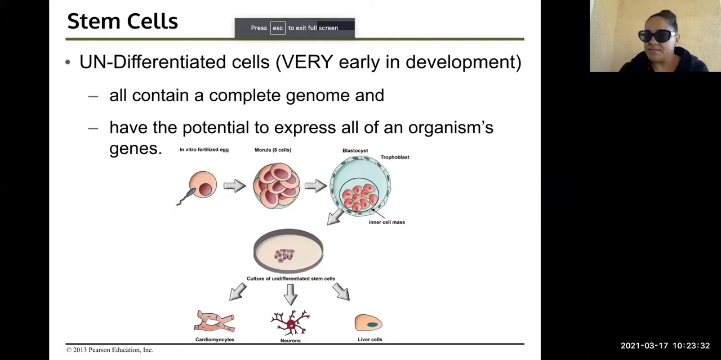So stem cells are undifferentiated cells. They're in very, very early development. They all contain a complete genome and all have the potential to express all of an organism's genes. So stem cells are all the same kind of cells, and all of the genes are switched off. It's only when the genes get switched on that you get the specialized cells.